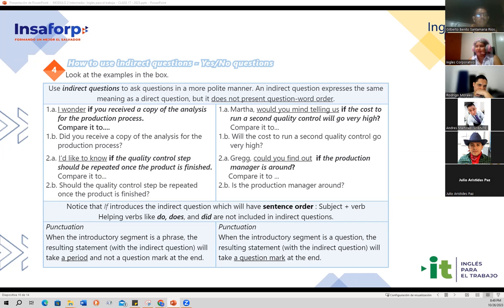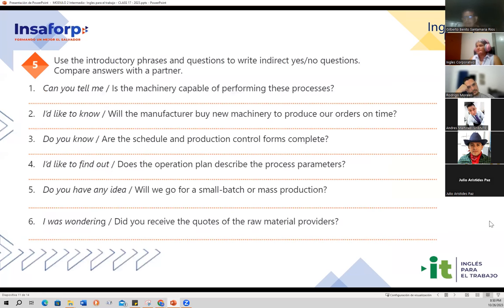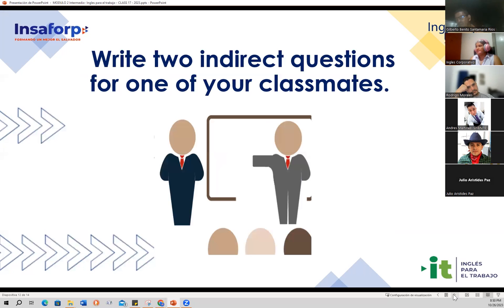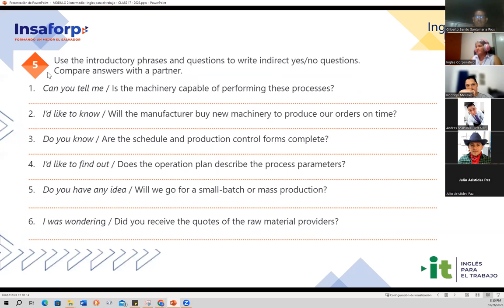We're going to do examples to make sure that you have understood, okay? So, if you don't want to give me an explanation, we're going to create examples. But first, we're going to do this exercise, and then we're going to create examples. We're going to write indirect questions for one of your classmates. Use the introductory phrases and questions to write indirect yes/no questions.